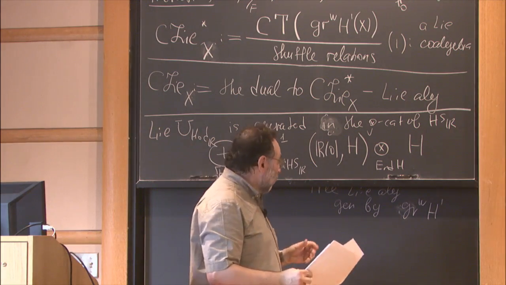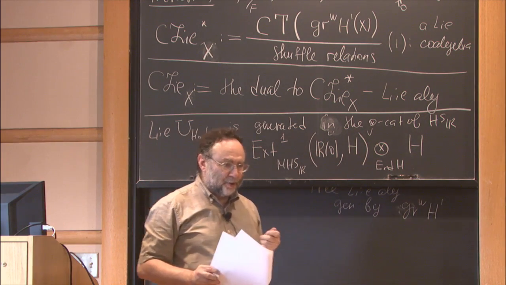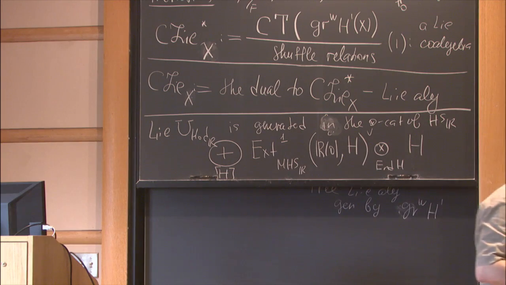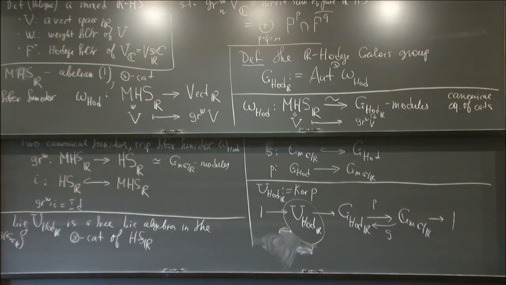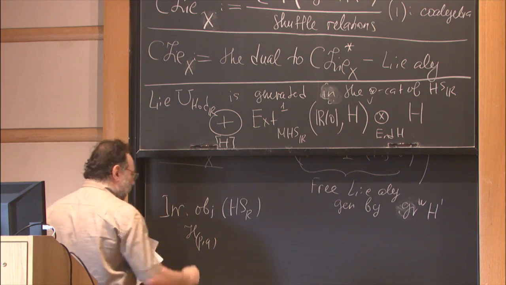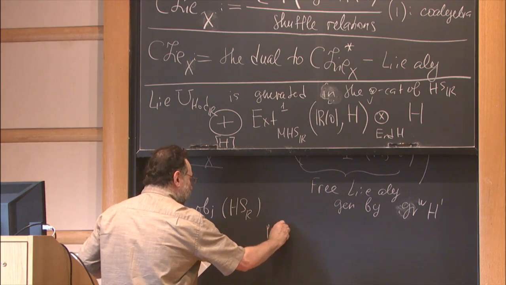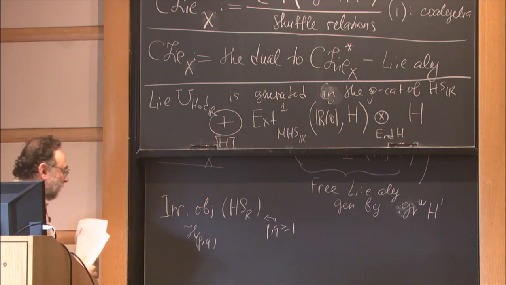Just to remind you, pure Hodge structures which have non-trivial Ext groups are exactly the ones parameterized by a pair of integers P and Q, such that P and Q are bigger or equal to 1. The irreducible objects of this category of Hodge structures of R, call them H_PQ, are parameterized by integers P and Q bigger or equal to 1, up to symmetry. So just a pair of integers bigger or equal to 1.